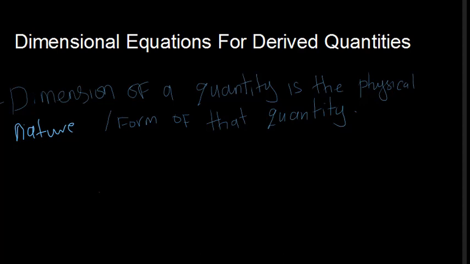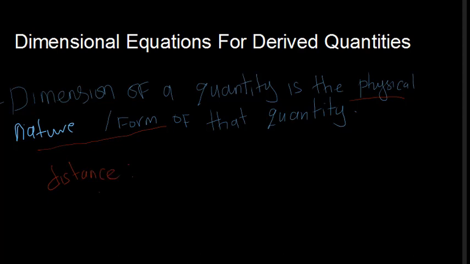When we talk about dimensions of a physical quantity, we are basically discussing the physical nature or the form of that quantity. Basically, what we are looking at is what type of fundamental physical quantities these derived quantities are made of, from the three fundamental quantities, which are mass, time, and length. So we're just looking at the physical form or the physical nature of that quantity.